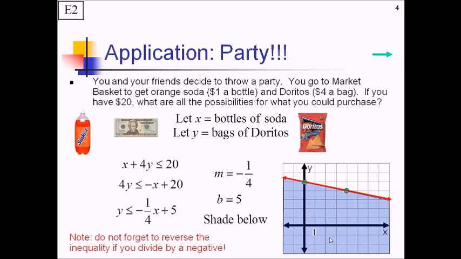One thing, just from real life interest here, you probably can't do any of these negative sort of things unless you're somehow selling them a soda or a Dorito back, but it at least gives you a picture of what you can do.